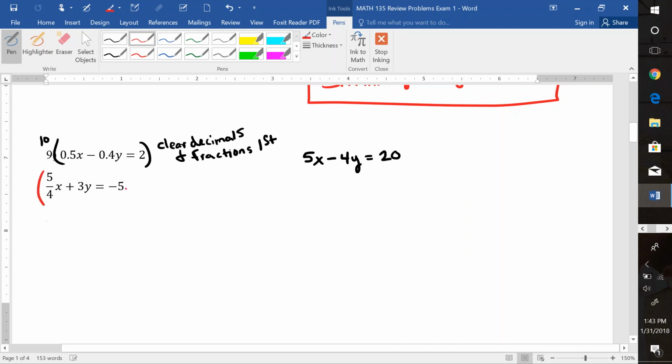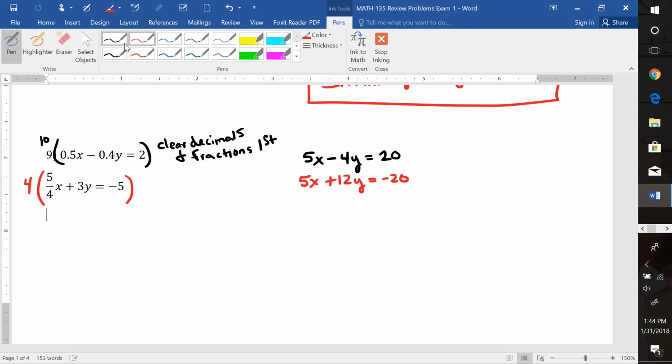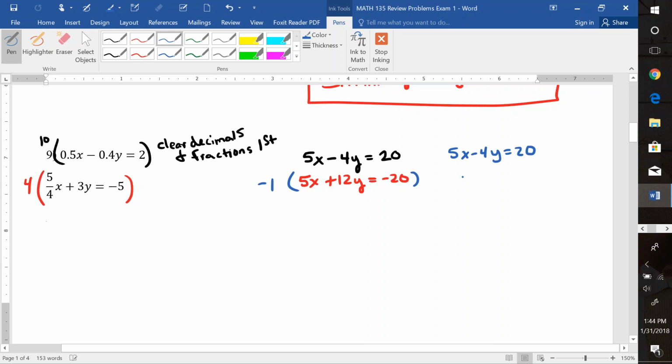For the second one, since it's got one denominator, we want to clear it out. We need to multiply everything by 4. So that would be 20 divided by 4, which is just 5x. 4 times 3 is 12y. And 4 times -5 is -20. I think we can get the x's to cancel out if we multiply this equation down here by -1. So this would be 5x minus 4y equals 20, so the top stays the same. And this is -5x minus 12y equals +20. The x's are going to cancel out. This would be -16y equals 40.